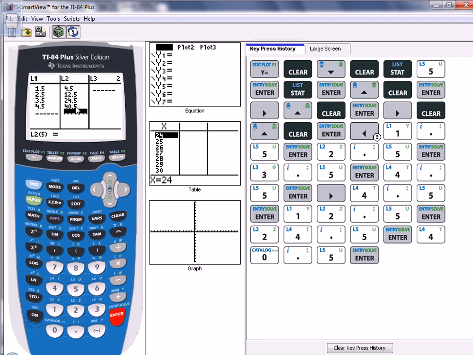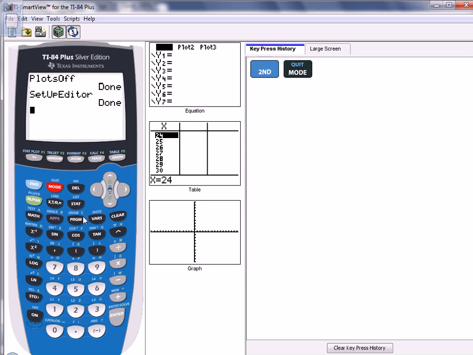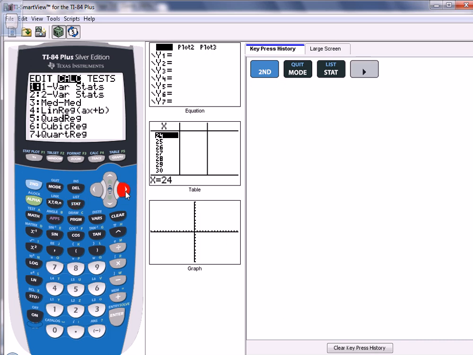And now what we're going to do is allow our calculator to work for us. So I'm going to clear out the key history here. So we should all be here together. Now we're going to quit out of this for a moment, and we're going to hit the statistics, and then we're going to calculate. So I hit second mode to quit, and then I hit statistics. But this time I'm going to calculate. So I arrow over to calculate.